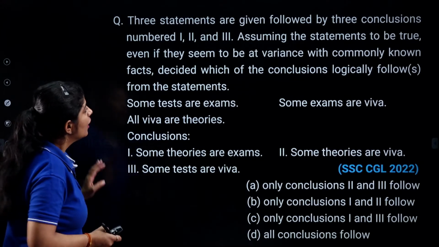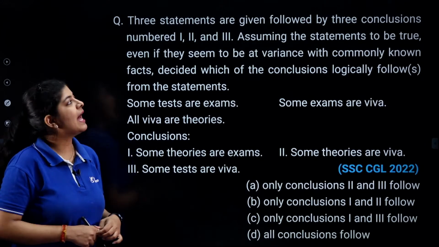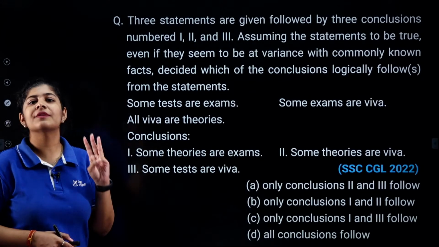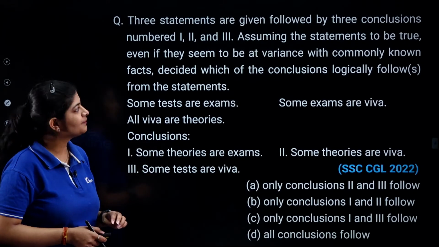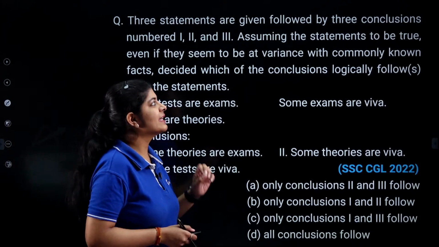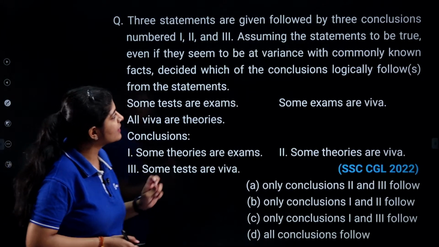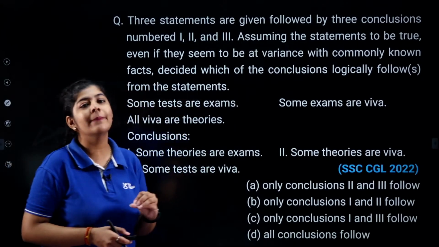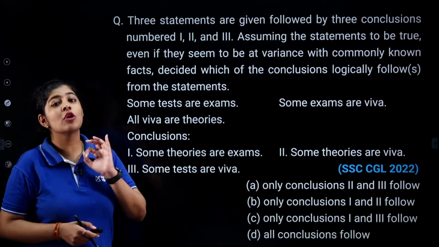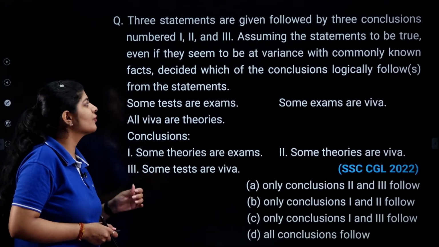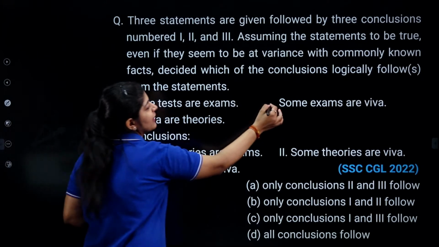So here the question is saying that 3 statements are given followed by 3 conclusions, numbered 1, 2nd and 3rd. Assuming the statements to be true, even if they seem to be at variance with commonly known facts, decide which of the conclusions logically follow from the statements. So these 3 are our statements.